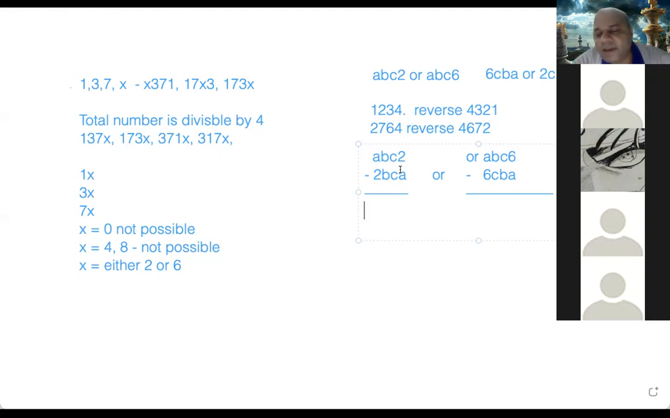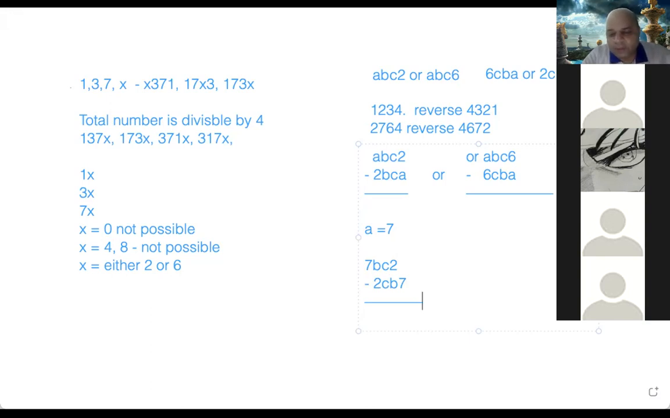Okay, what about ABC6 with a first digit of 7? No, 6 minus 7 is not possible. So we say that A is equal to 7, because then only can it work: 7BC2 minus 2CB7. Now if you do the subtraction, what is the value?